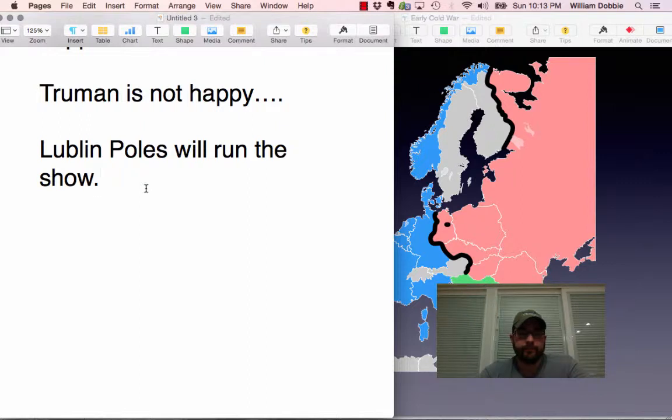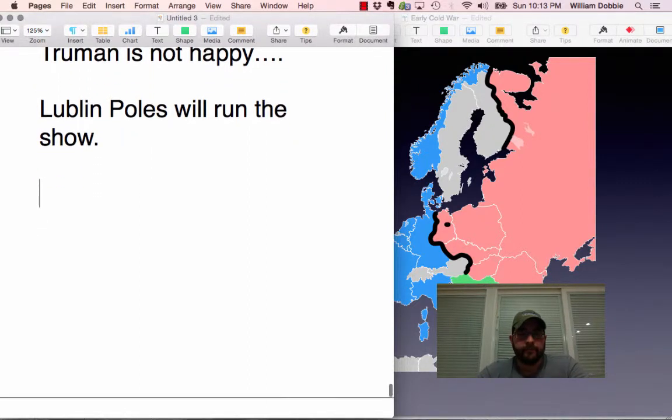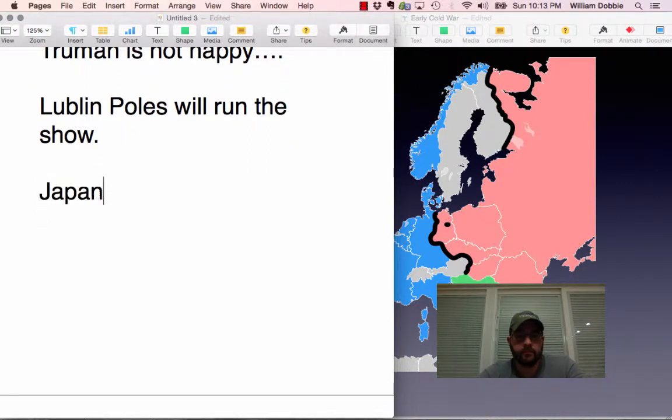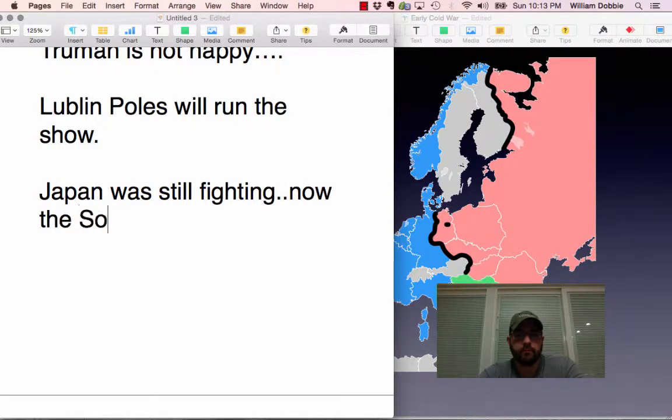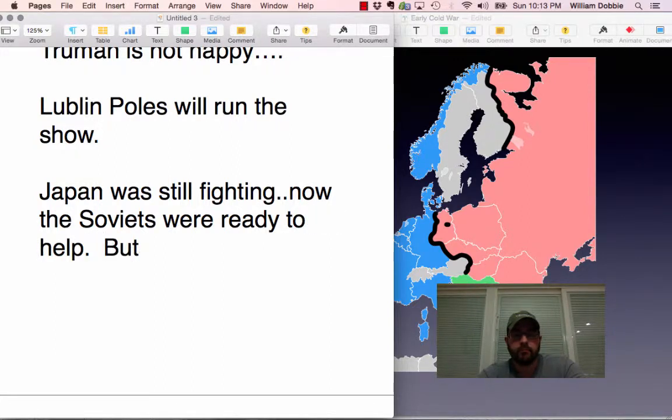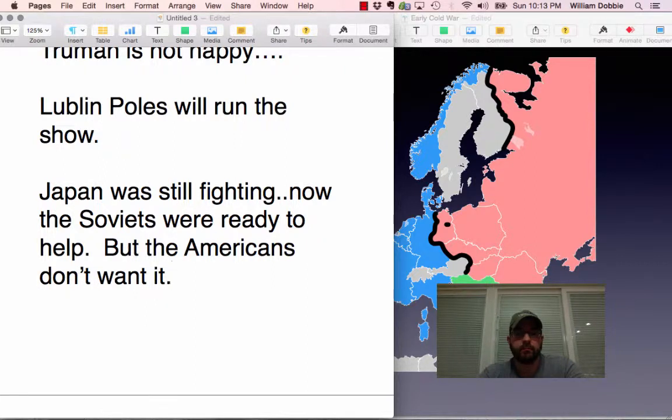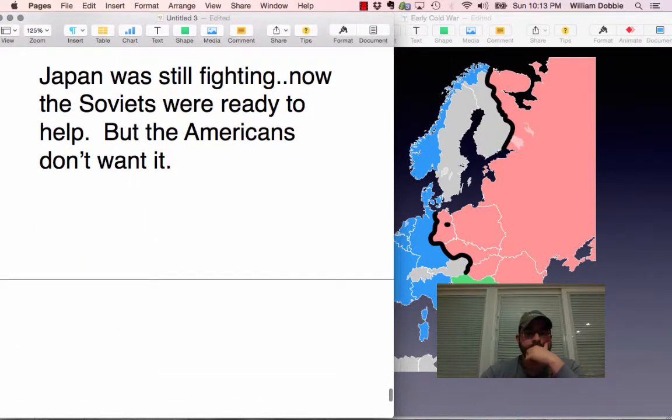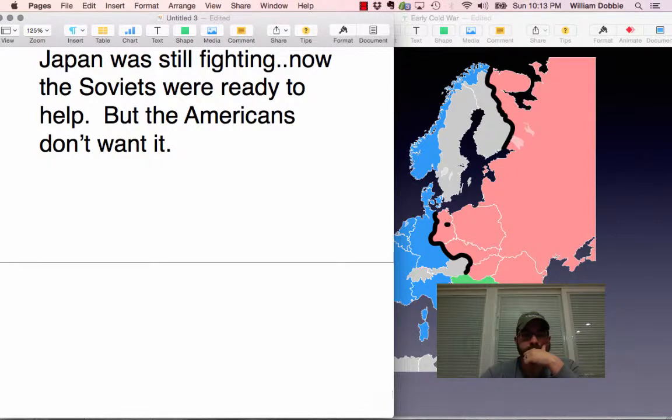Concerning Japan, we recall that the discussion throughout the war, both in Tehran and at Yalta, was for the Soviet Union to help out the fight in the Pacific, the Japanese fight, as soon as Germany was done. Well, now Germany's done. So you would think the Americans and the British would want the Soviet Union to go help out against Japan. But now we change our tune. We do not want the Soviet Union to help out with Japan by July of 1945.